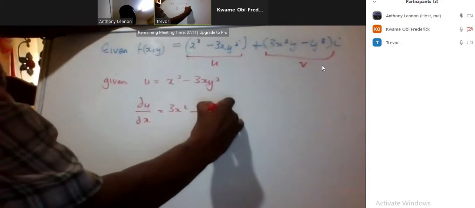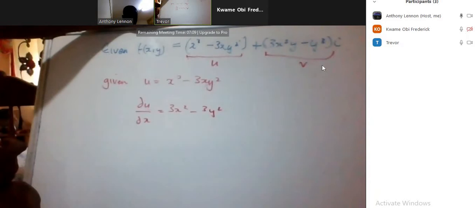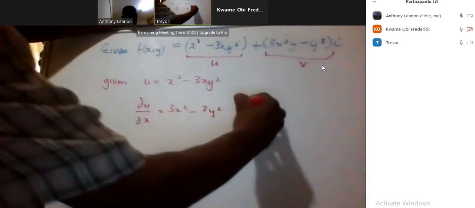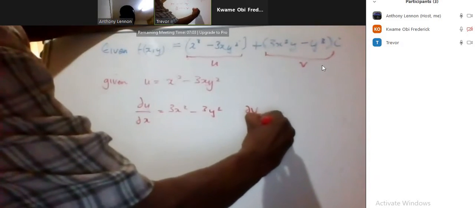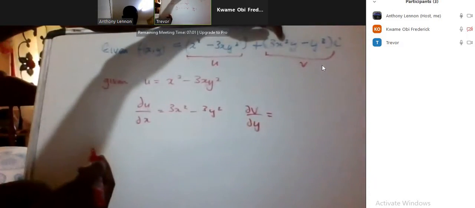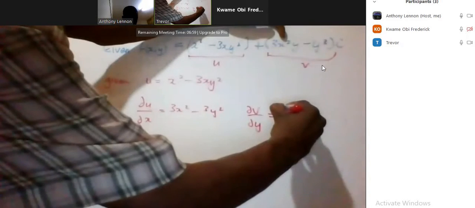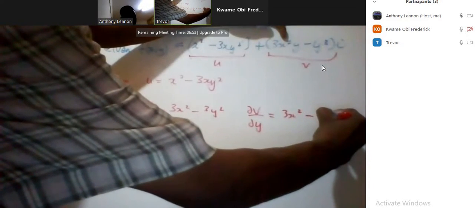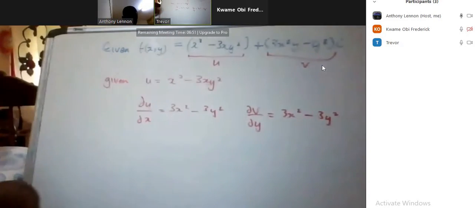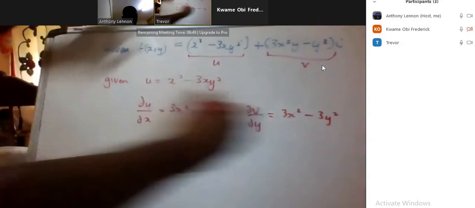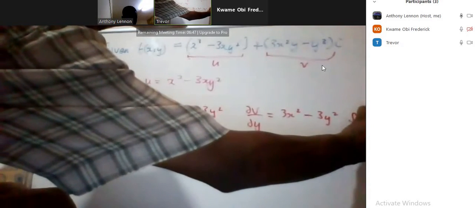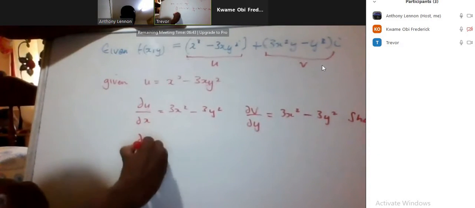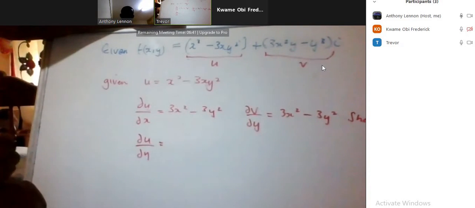du by dx equals dv by dy. dv by dy is equal to 3x squared. Oh yes, it's equal. And then du by dy is equal to minus dv by dx. Yes, it's there in the notes.